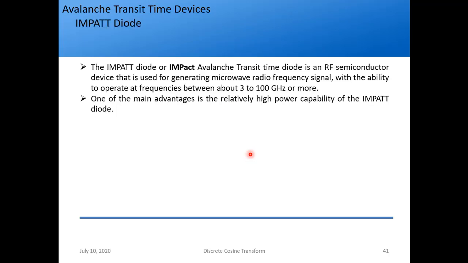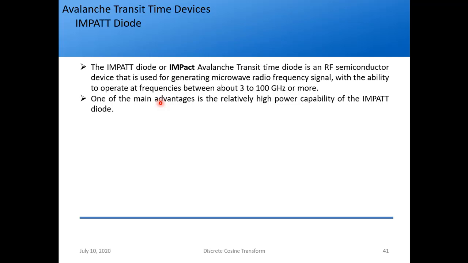The impact diode stands for impact avalanche transit time diode. It is an RF semiconductor device that is used for generating microwave radio frequency signals, and it is used in the range of 3 to 100 gigahertz or more. Its main advantage is that it can be used for high power operation. Okay, so that is one of the main advantages of the impact diode.